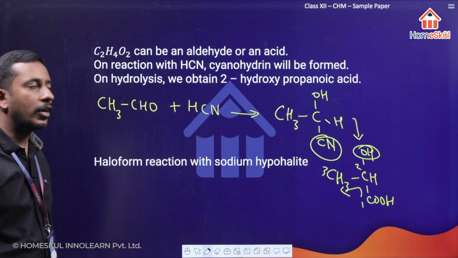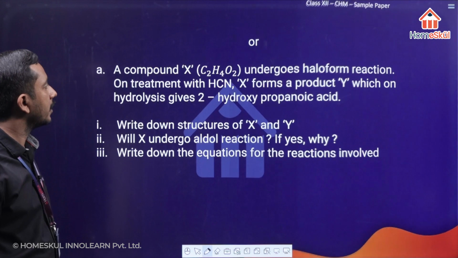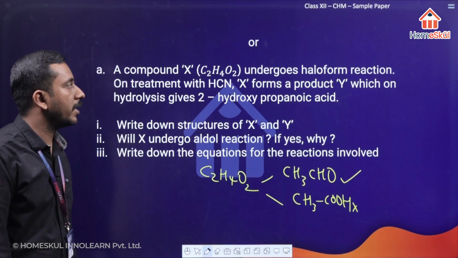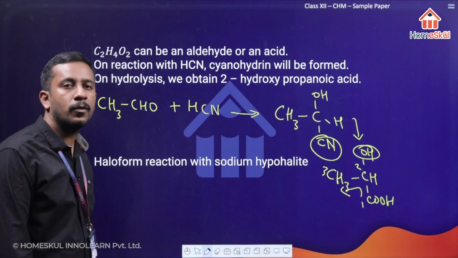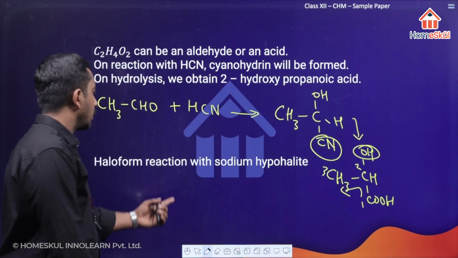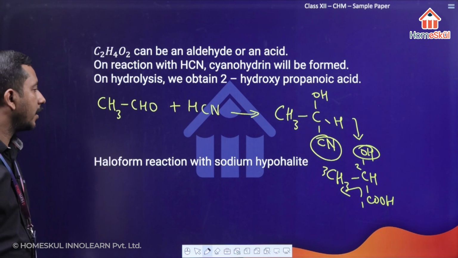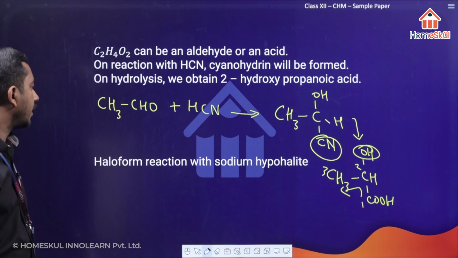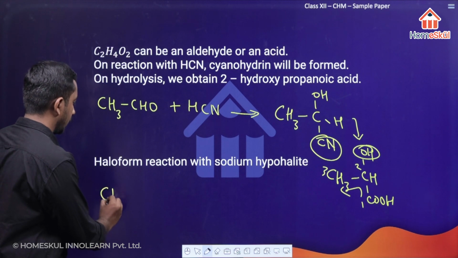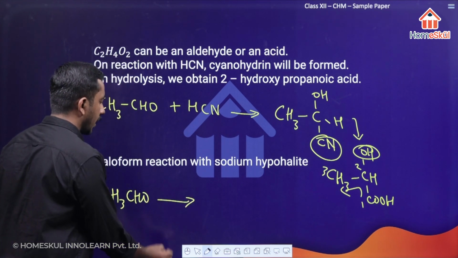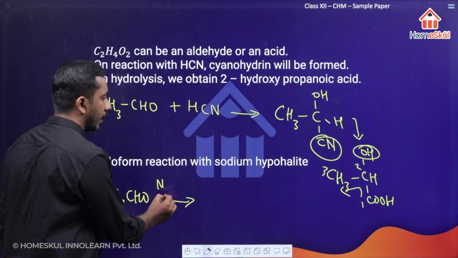We have to write one more reaction. It is also mentioned in the question that our given compound undergoes the haloform reaction. So we also have to write the haloform reaction that is happening: the haloform reaction of the aldehyde, ethanaldehyde, with sodium hypohalide. So that is the reaction that we want. CH3CHO is going to react with the sodium hypohalide.